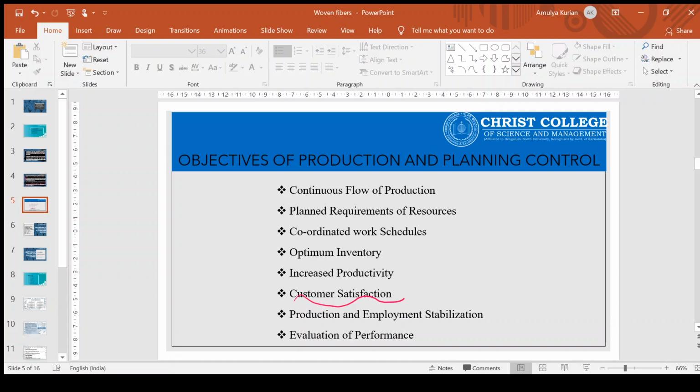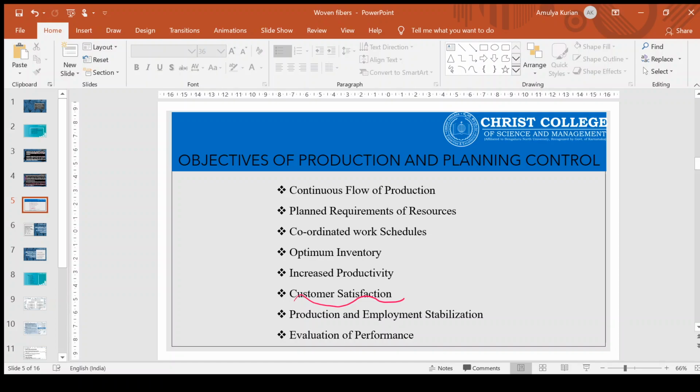The process of production planning and control is expected to keep a constant check on operations by judging the performance of various individuals and workshops and taking suitable corrective measures if there is any deviation between the planned and actual operations. So these are the objectives of production planning and control.